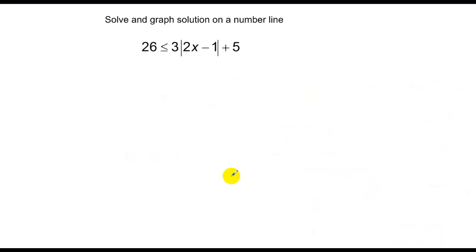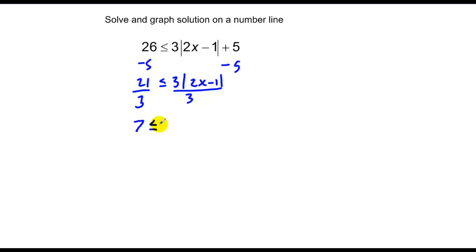Another similar problem, except I've got two things going on now. I have an addition of 5 and a multiplication of 3. I need to isolate the absolute value before I get going. I subtract 5 to both sides, which gives me a 21. I divide by 3 to both sides. Giving me a 7. And the absolute value of 2x minus 1.